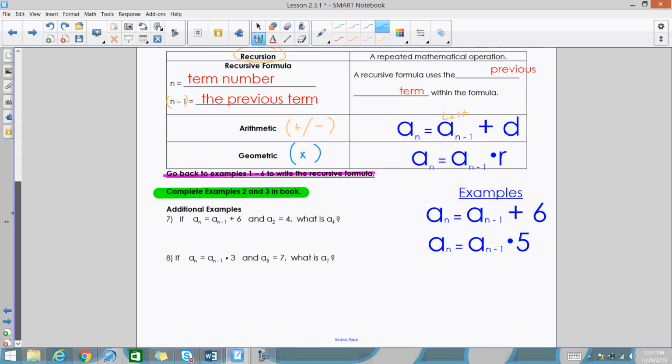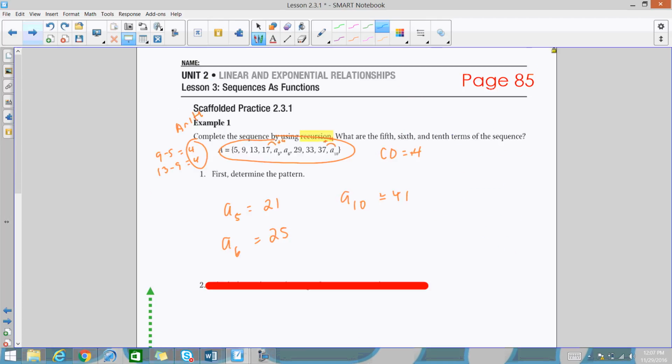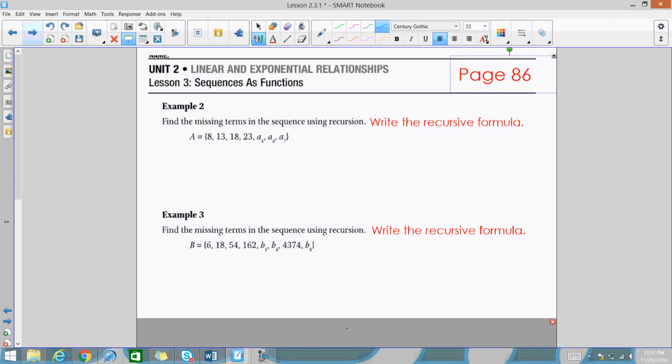So, going back down here, let's do example 2 and 3 in the book. Here's 2 and there's 3. If I'm going fast, pause it. If I'm going slow, pause it, whatever. Here we go. Find the missing terms in the sequence using recursion. Write the recursive formula. They want you to find 5, 6, and 7.